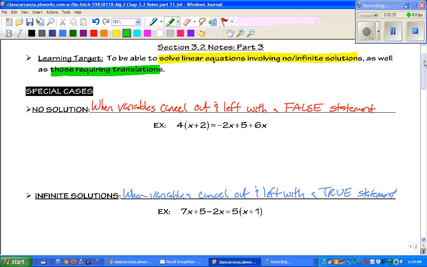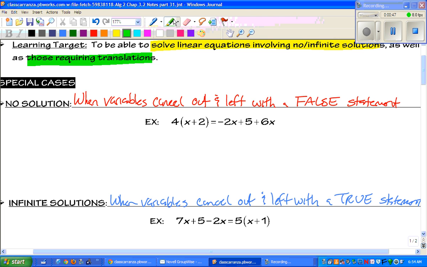Now, no solution is when variables cancel out and you're left with a false statement. Let's take a look at what that actually looks like. In example number 1, we have 4 times (x plus 2) equals negative 2x plus 5 plus 6x. On the left side I need to distribute, and we're left with 4x plus 8 equals, on the right side, let's combine our like terms, and we get 4x plus 5.